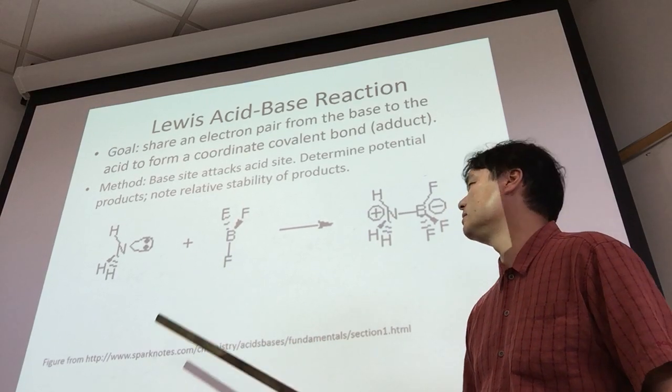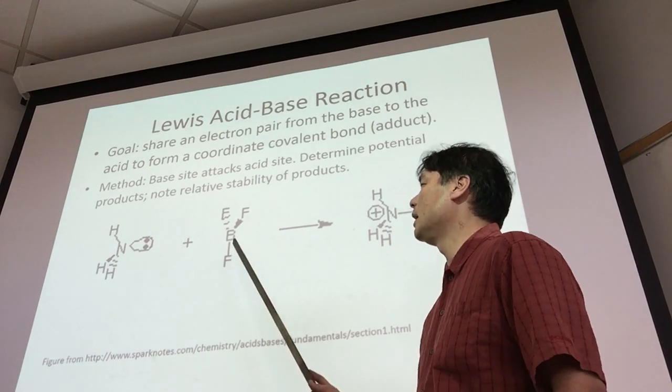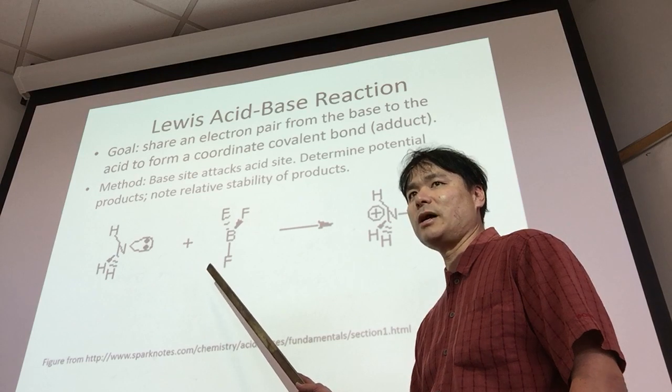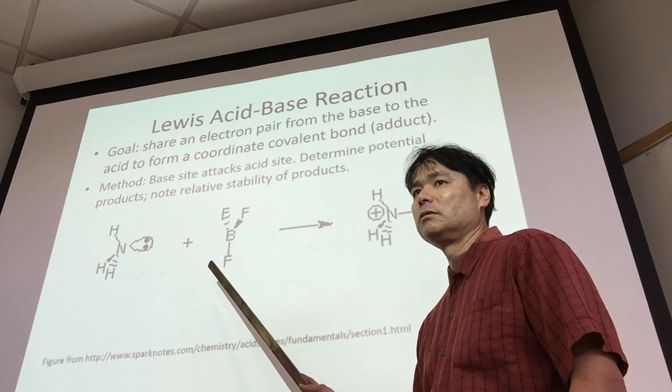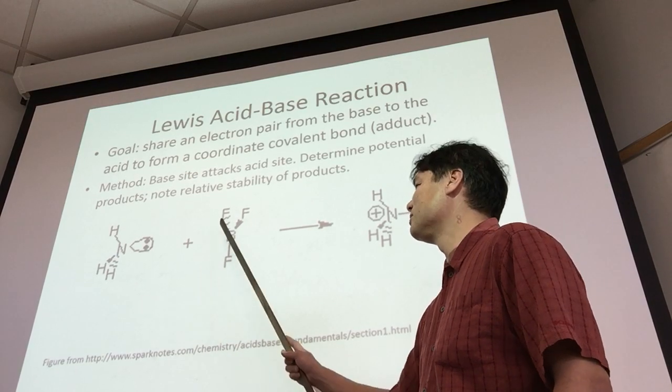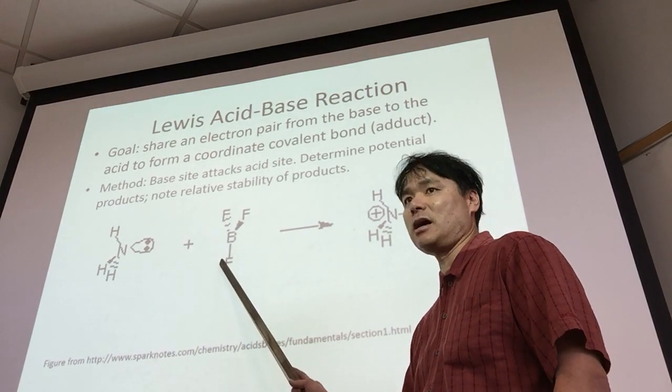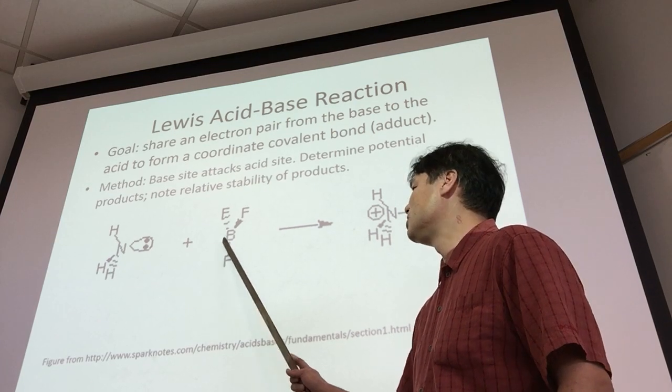How could I recognize it as being a Lewis acid? Well, one, I count the electrons. What do you notice about BF3? What's unusual about it? It only forms 3 bonds, and there are no lone pairs. In other words, this has less than an octet. It needs 2 more electrons.